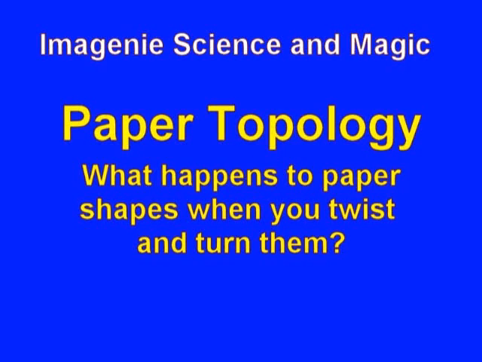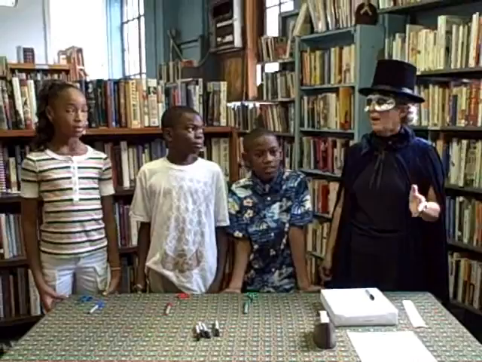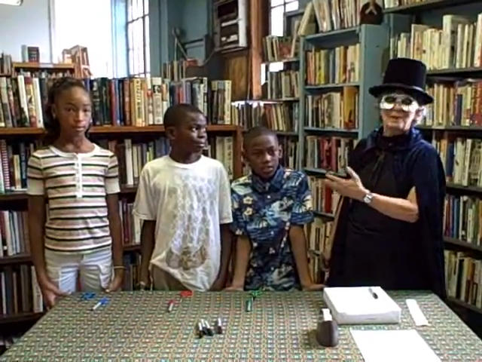This episode is about paper topology. What happens to paper shapes when you twist and turn them? With us today are Emani, Tyrone, and Quinn.